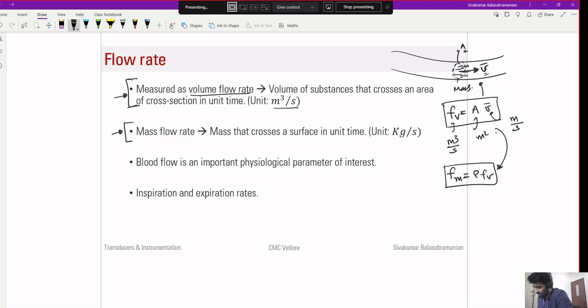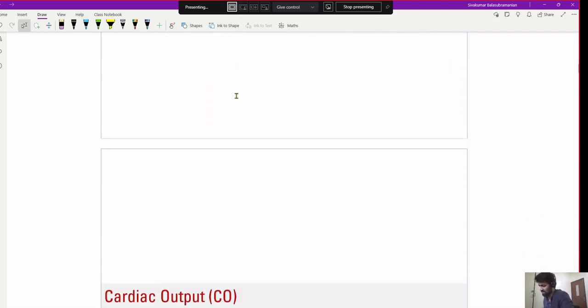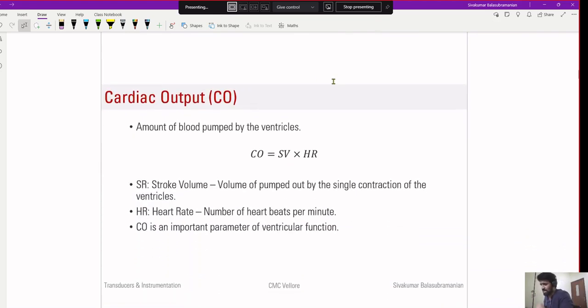Some of the areas where flow is essential is, for example, we are often interested in knowing blood flow rate, which is an important physiological parameter of interest, and we might also be interested in the rate at which somebody is inspiring or expiring through their lungs. So these are two examples of situations where we are interested in knowing flow rate. We'll primarily focus on blood flow.